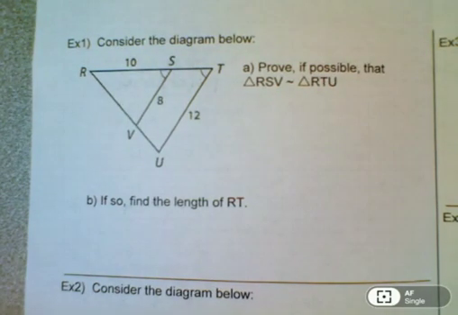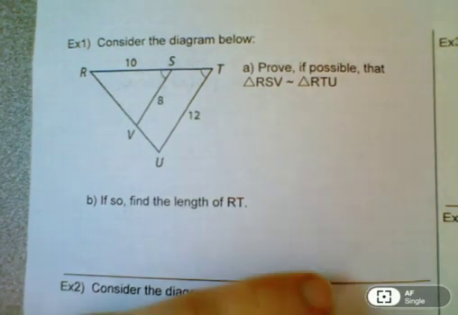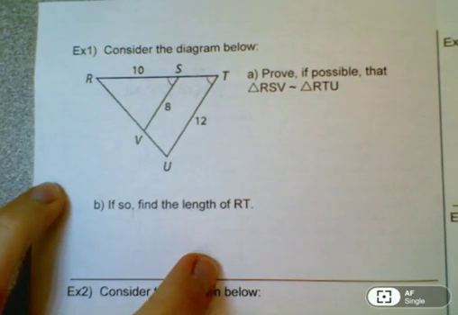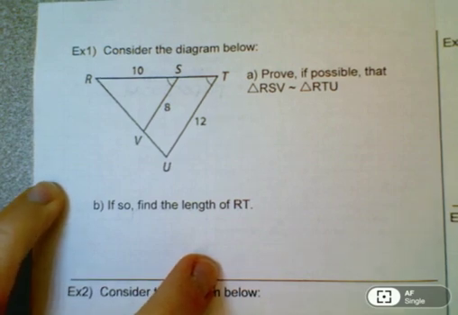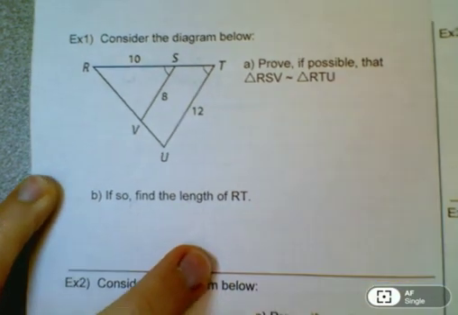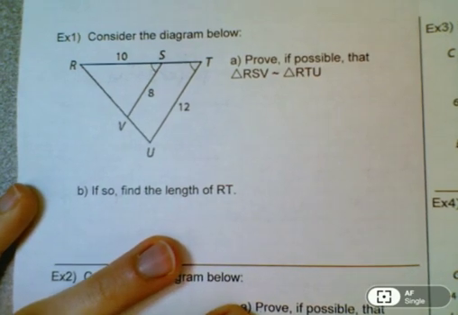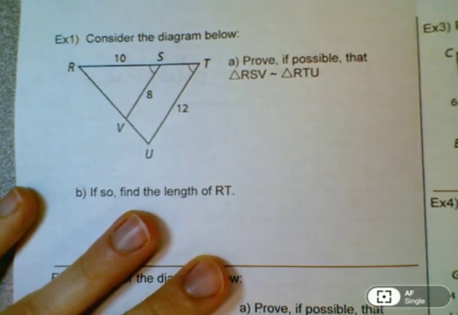So it says, consider the diagram below. Prove, if possible, that these triangles are congruent. So what do we have? There are 2 triangles here, but they're all overlapping. If you want to, you can just work with this diagram, but I found that these sorts of diagrams are a lot easier if you draw the 2 triangles out separately. And so that's what I want to do right now.